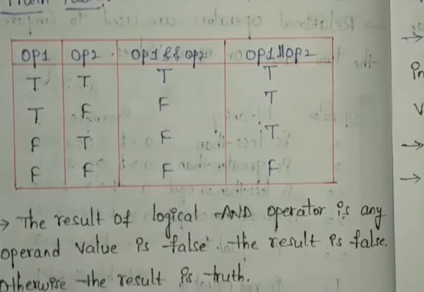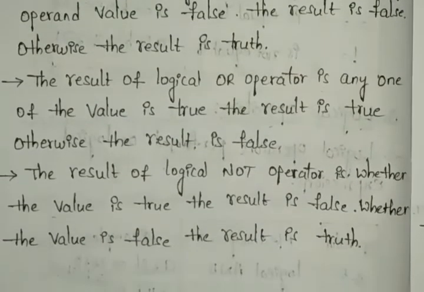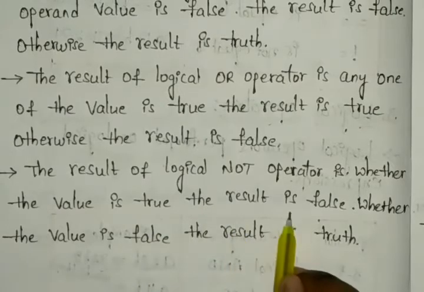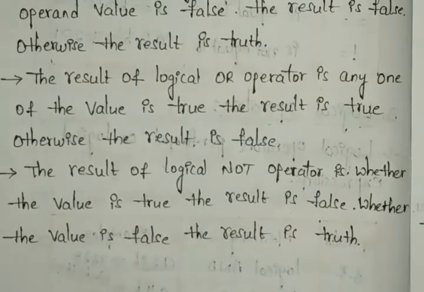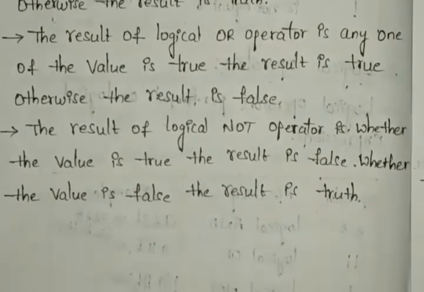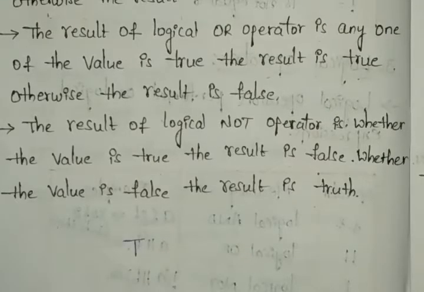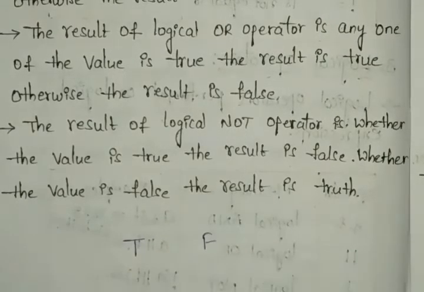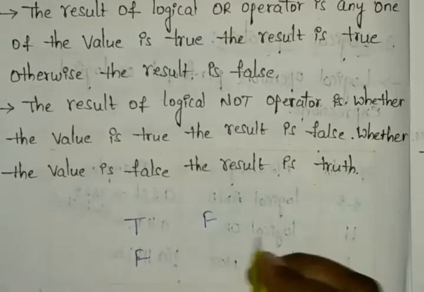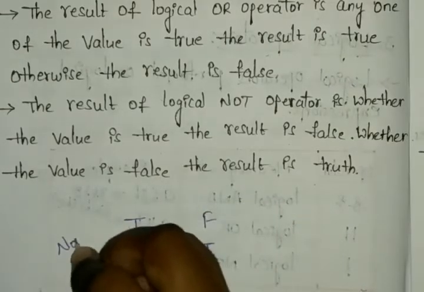And we have one more operator, that is the NOT operator, right? The result of the logical NOT operator is false if the value is true. That means the opposite. If the value is false, the result is true. Suppose I am giving the value true, it gives the false statement. The output will be false. Suppose I am giving false, it gives the true statement. This is for the NOT.